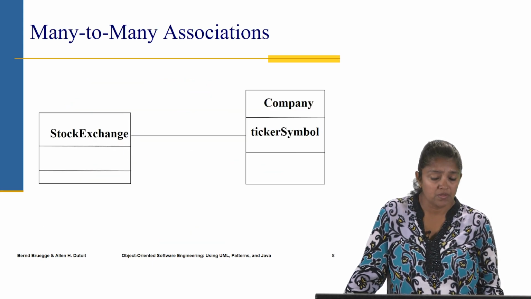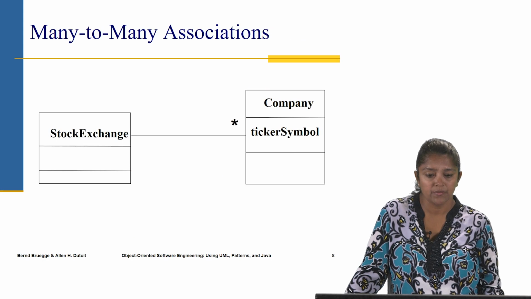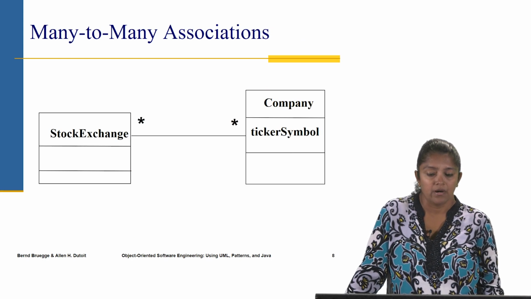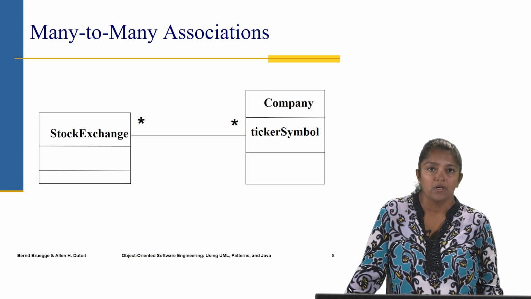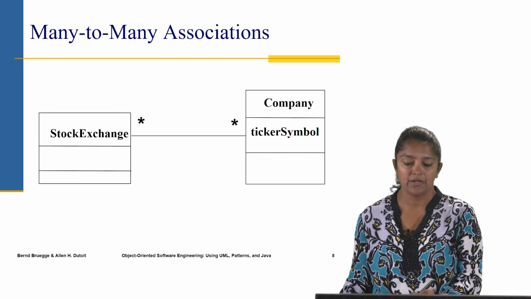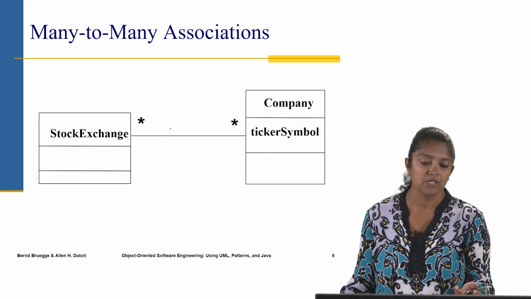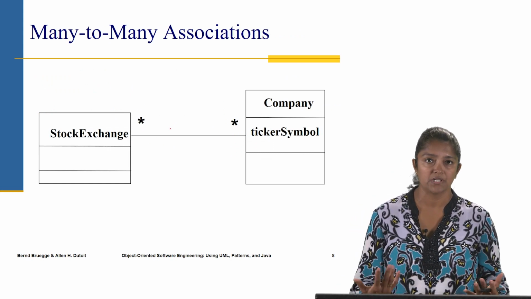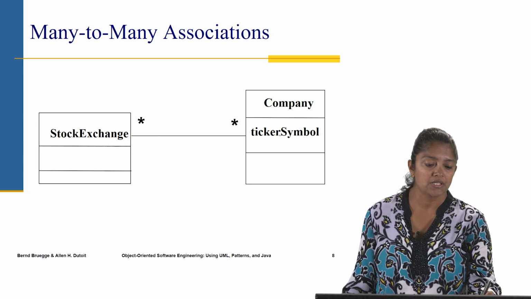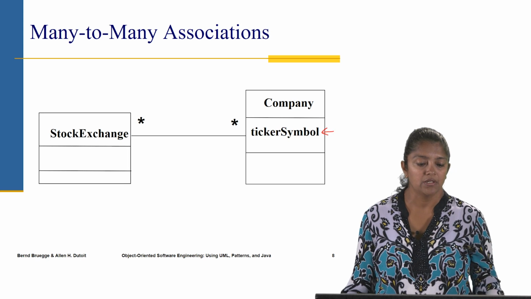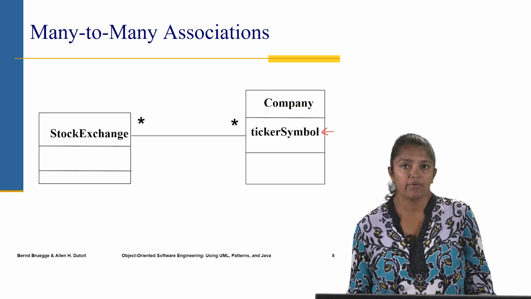There's also the many-to-many association example. Say we're dealing with a stock exchange and multiple companies registered with stock exchanges. The multiplicity is star on both sides, which means it's a many-to-many association. Each company has a ticker symbol to uniquely identify itself.